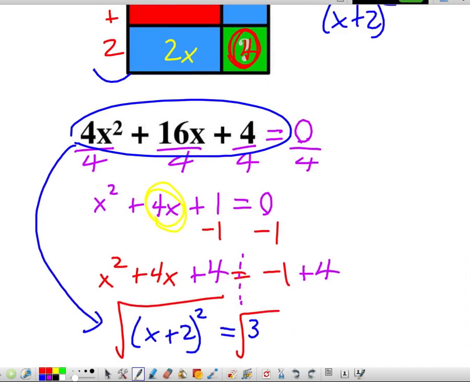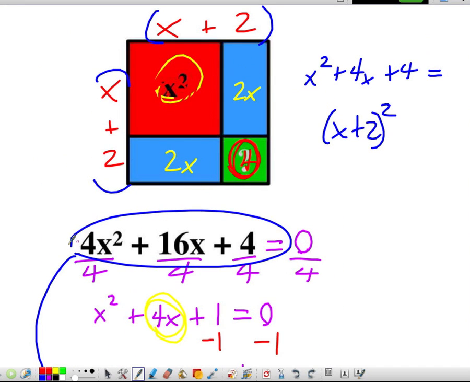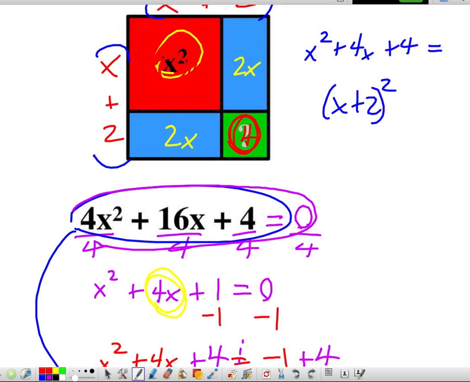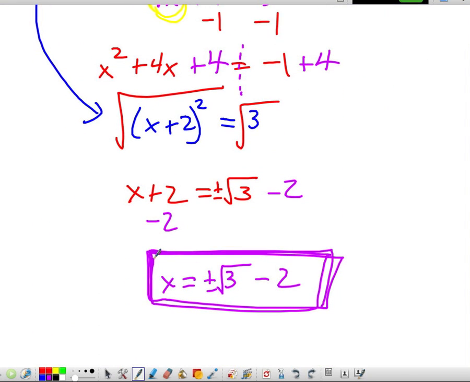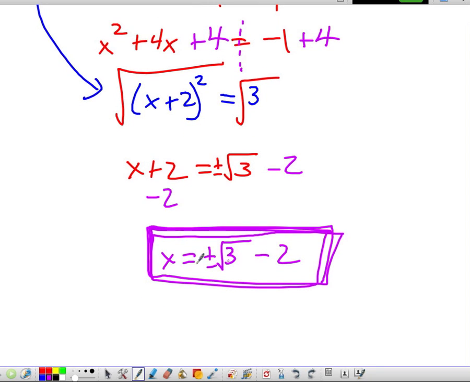So as you can see, we started with the equation 4x squared plus 16x plus 4, and what we did is we completed the square in order to find our solution, which is plus or minus square root of 3 minus 2.